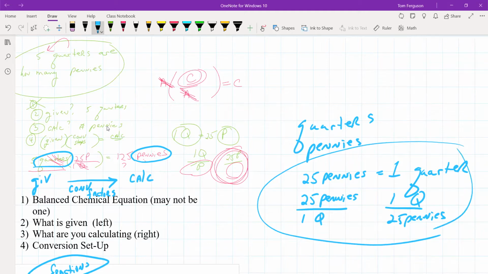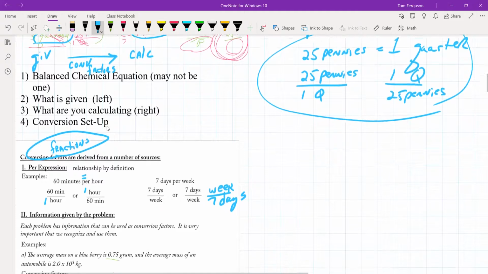Now, it could be that you may have to use multiple conversion factors to get there. In this case, there was one. Sometimes you may have one conversion factor that's quarters in it, another conversion factor that's pennies in it, and then you have to relate those together. And I'll be giving you some examples on how to do that in a minute here.